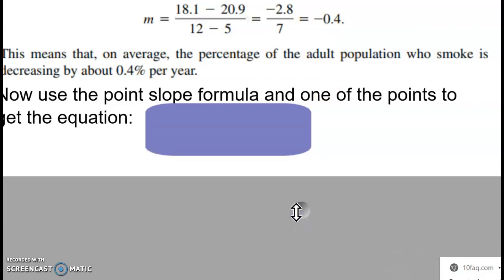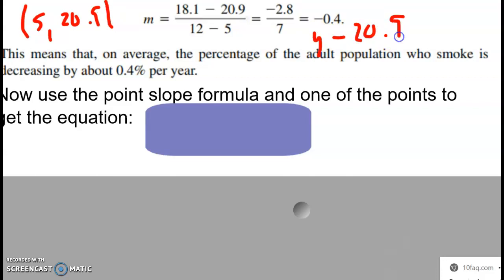To get the actual equation, I'm going to have to use that point slope form again. I'm going to say, I guess I'll use the point 5, 20.9, okay? And I'm going to say y minus 20.9 equals slope of negative 0.4 times x minus 5.